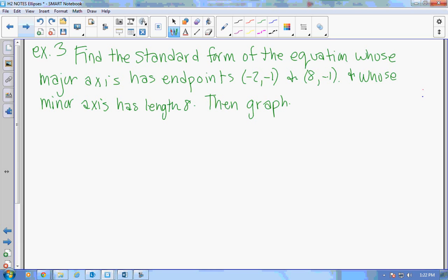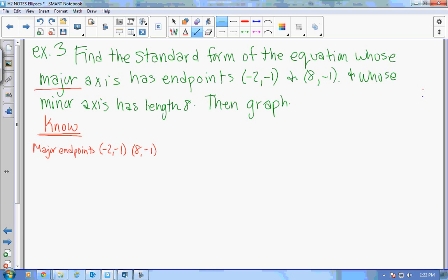Okay, the first thing you should start doing is deciding what you know, and then I like to put it on the graph so I can start visualizing what's going on. What do we know already? Endpoints on which axis? The major. So we know the major endpoints are (-2, -1) and (8, -1). So let's put those on a graph so we can start visualizing what's going on.